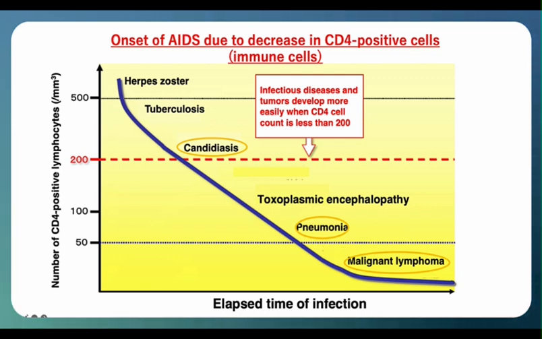In this way, the HIV virus infects and destroys CD4 positive cells, which are at the center of the immune response, thereby escaping the immune response and maintaining an environment in which it can easily multiply within the host cells.